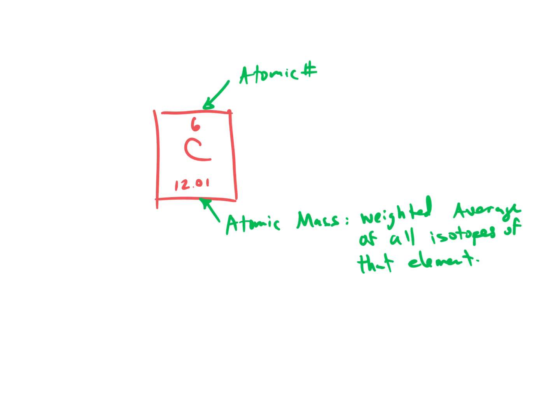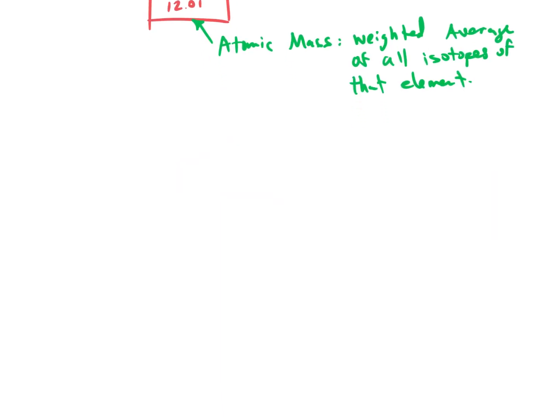Same thing with the atomic mass. So let's do an example here. Let's do hydrogen 1, hydrogen 2, and hydrogen 3. Well, 97.5% of all hydrogen as we know it is protium, or hydrogen 1. 2.7% of all hydrogen is deuterium, and 0.5% of all hydrogen is tritium. Okay?